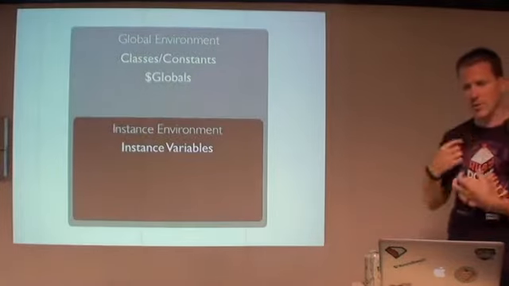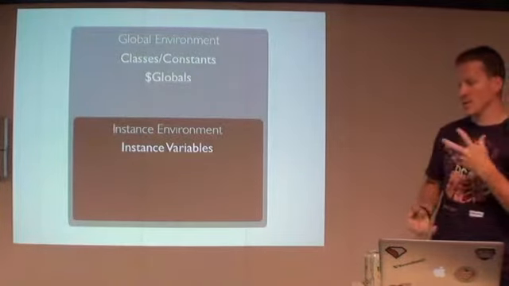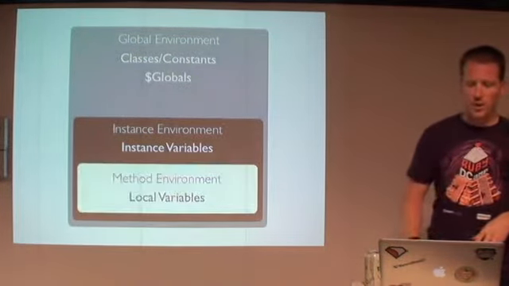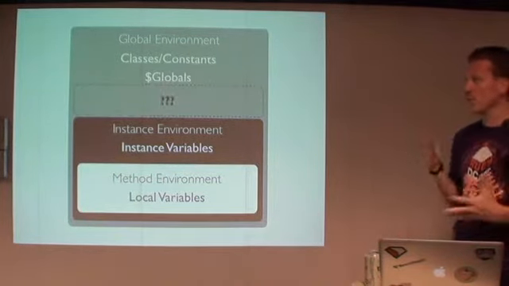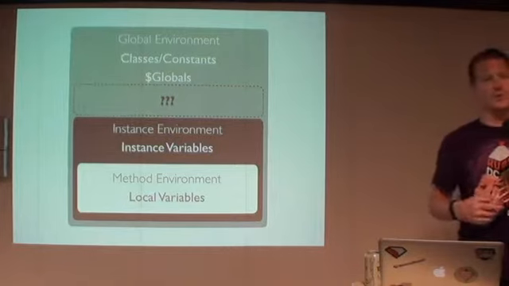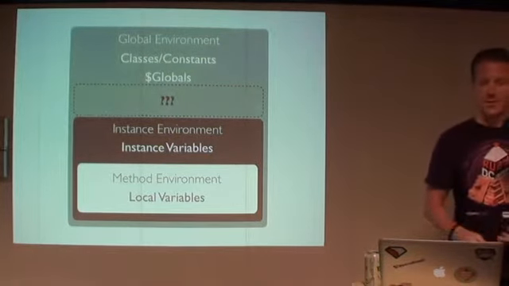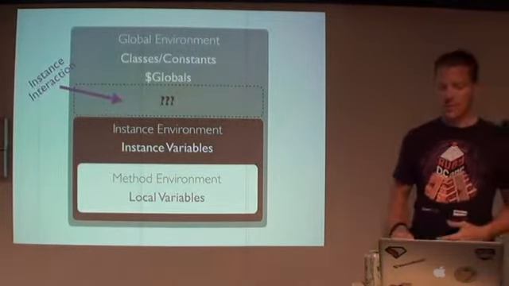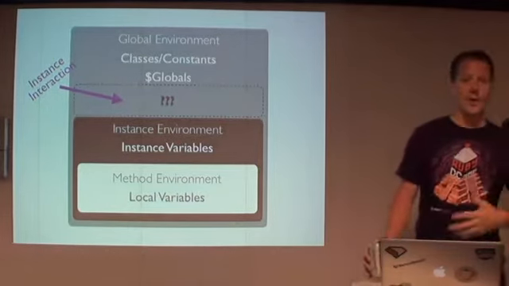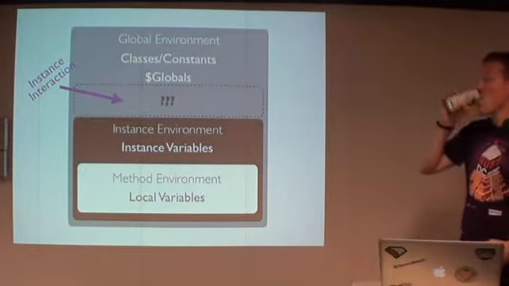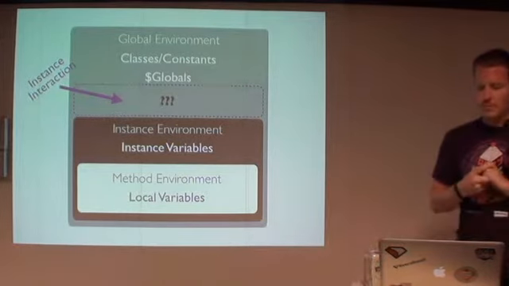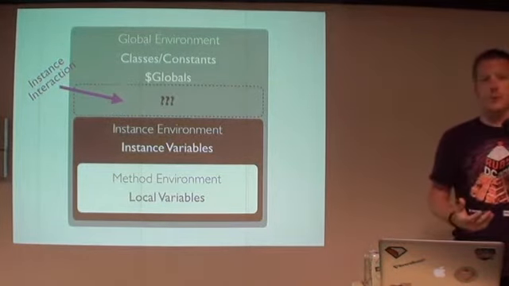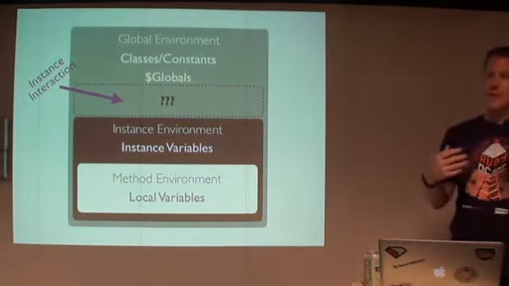Our instance environment, this is the object. It has instance variables and maybe other methods internally. And then our method environment has local variables. But there's this space here that most of us probably don't even realize is there. And this is where the instances know about each other. This exists in all of our programs. It's somewhere.